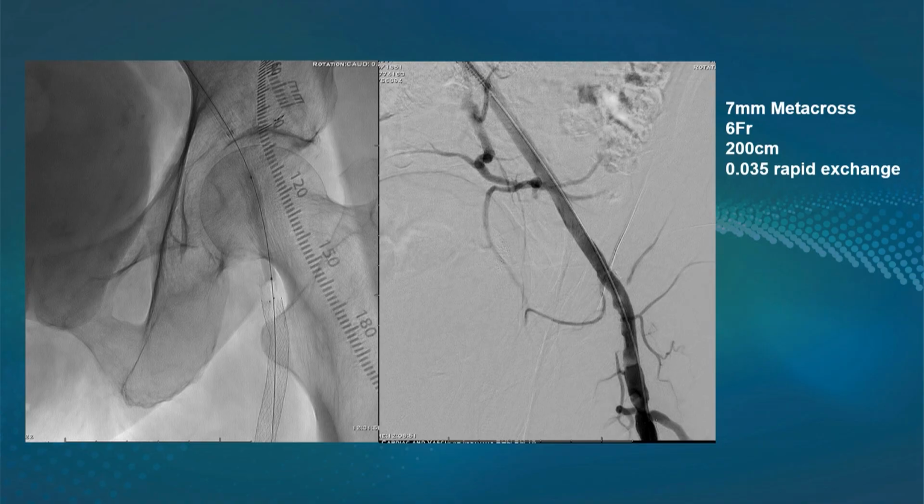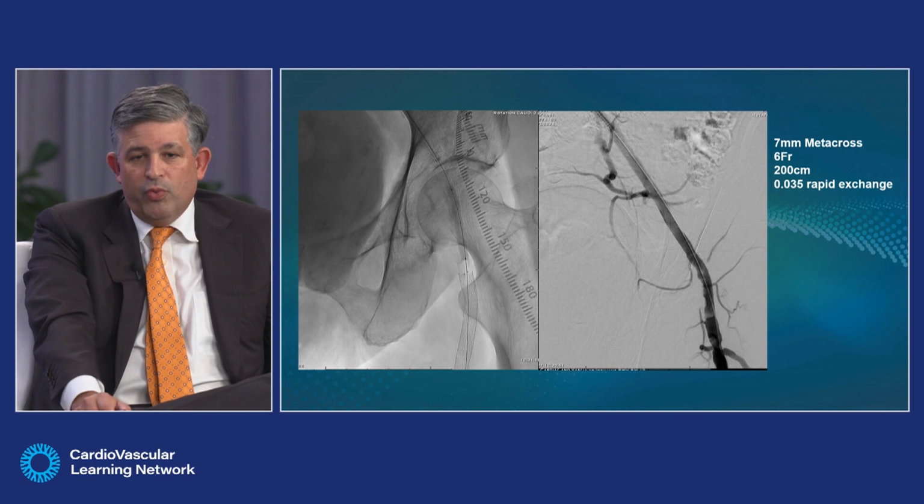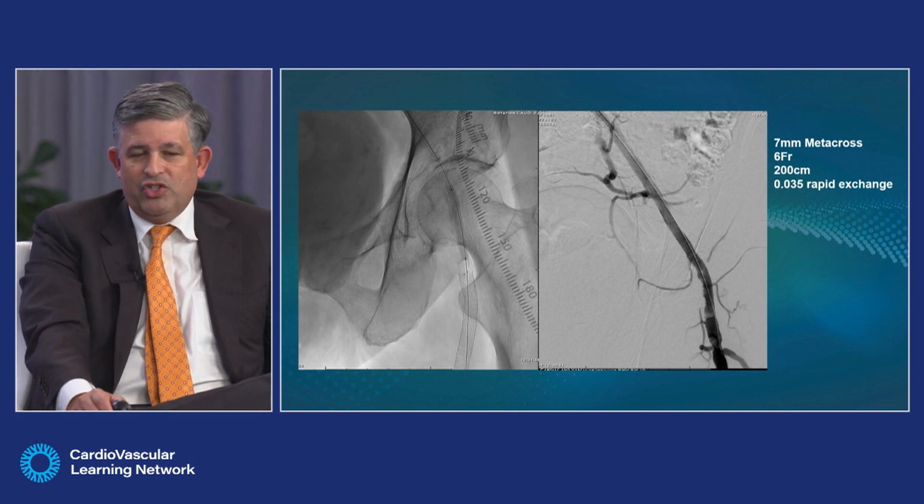So the question is here, how to treat this and how to get it better. And then the question of durability, right? So you talked about drug-eluting technology. We don't really have a lot of drug that's going to be long enough in a shaft. So here I went ahead and treated this with a 7 millimeter. Going to 7 millimeters, you're kind of limited, I think, in what's available. So we used rapid exchange technology and treated that.